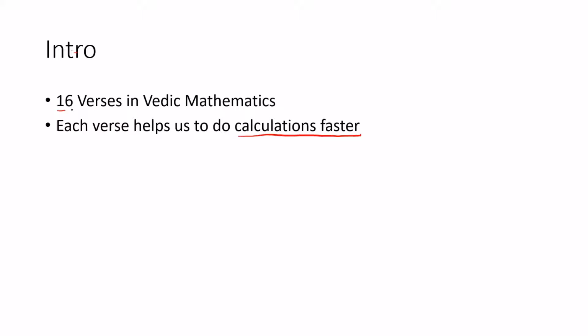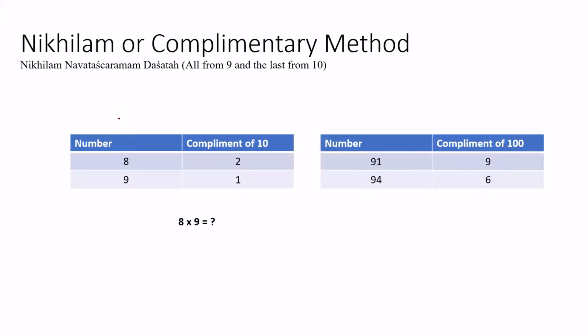So there are 16 verses in Vedic Maths, composed as what are called verses, right? That's how these have been stated. So now let's see the method that we are going to see. The example that I'm going to show today is what is called the Nikhilam method. Nikhilam actually means all pervasive. Like you might have heard the word Nikhil, right? It is all. That's what it says. All from 9 and the last from 10. That's what it says. Okay.